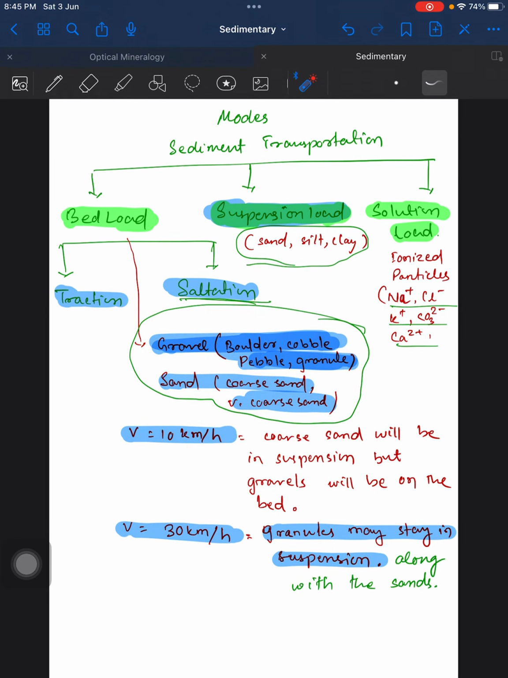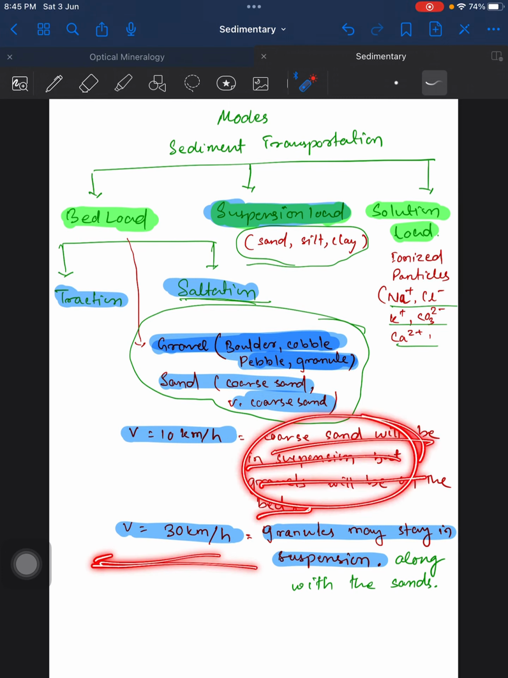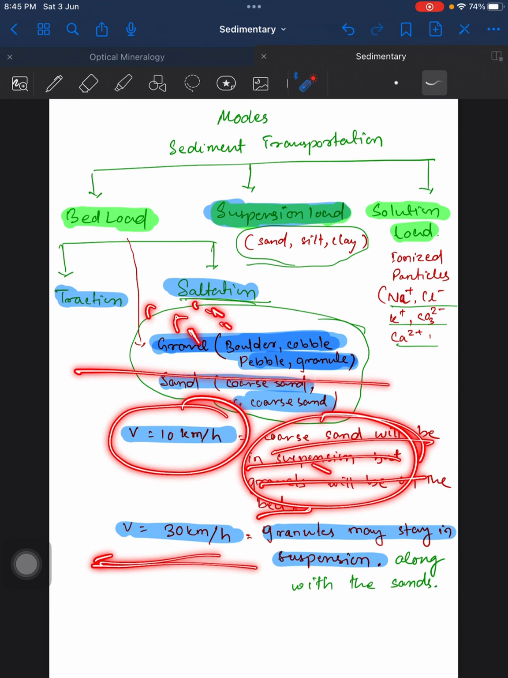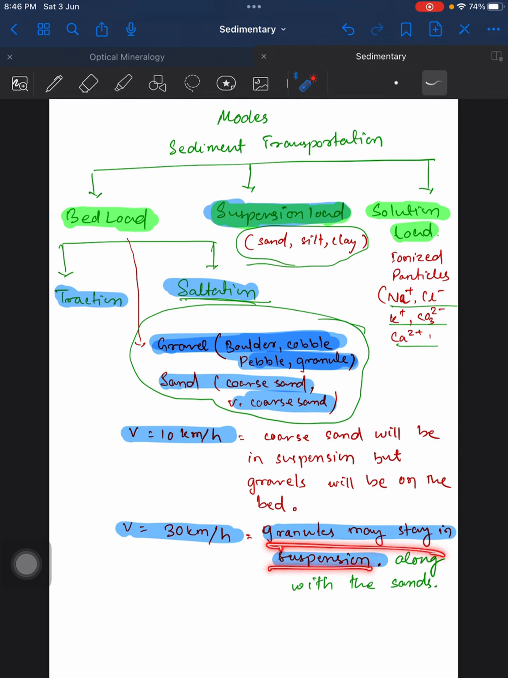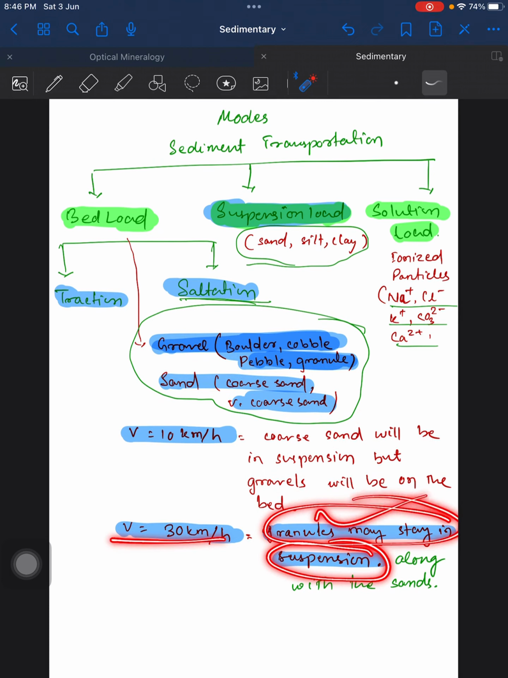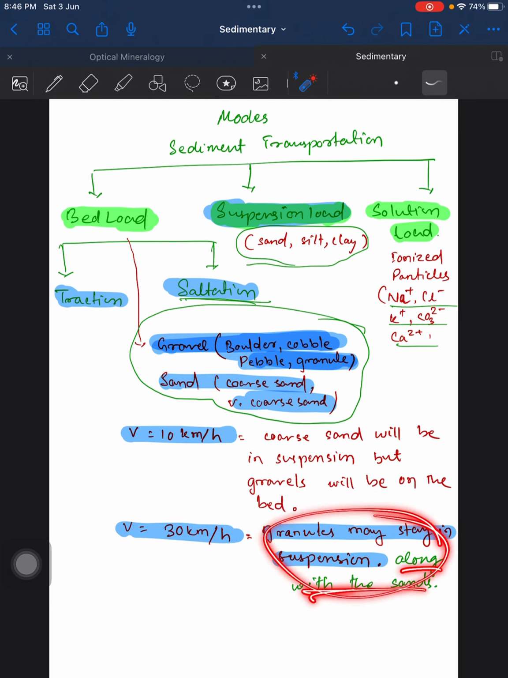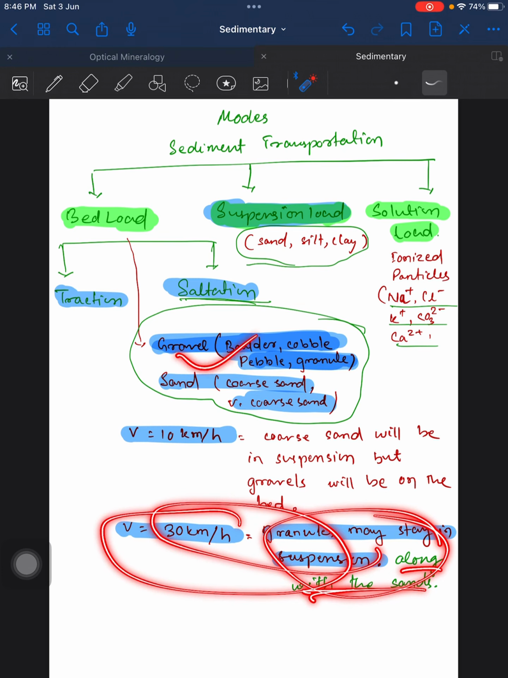So what I am trying to tell you: if the velocity is 10 km per hour, in the second condition the velocity is 30 km per hour. Coarse sand will be in suspension but gravel will be on the bed. At 10 km per hour, coarse sand goes into suspension, but gravel moves only in the bed. But if the velocity is 30 km per hour, gravel can also go into suspension, along with the sand. So when velocity increases, both sand and gravel can go into suspension.